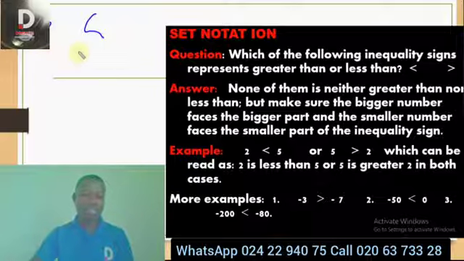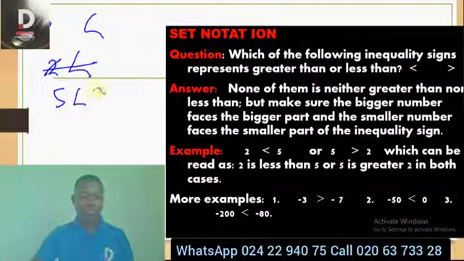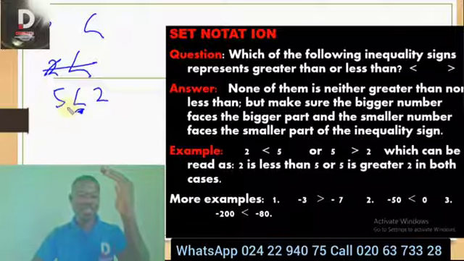Watch. If I have this symbol, you call this one what? Less than, right? Okay. So let me put this one here. 2. Let me change this. 5. 2. How will you say this? 5 is less than 2. If actually this is less than, that is what you say. But I know it's wrong. It's not true.